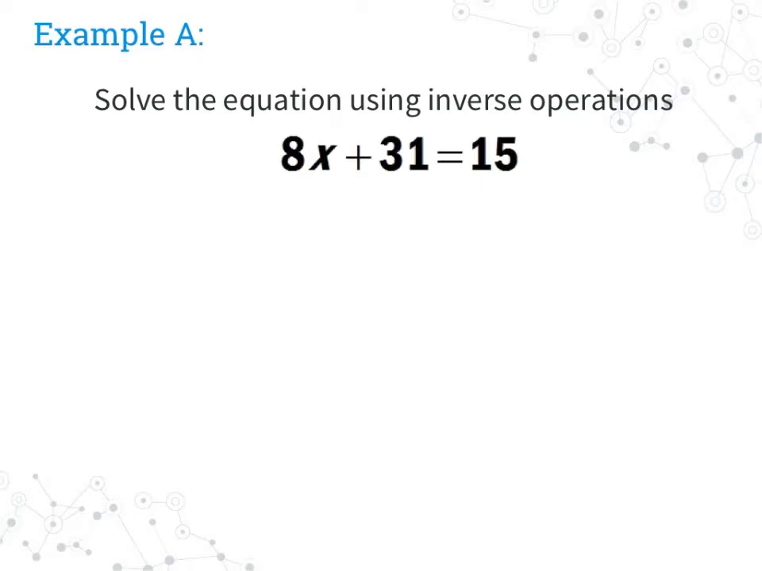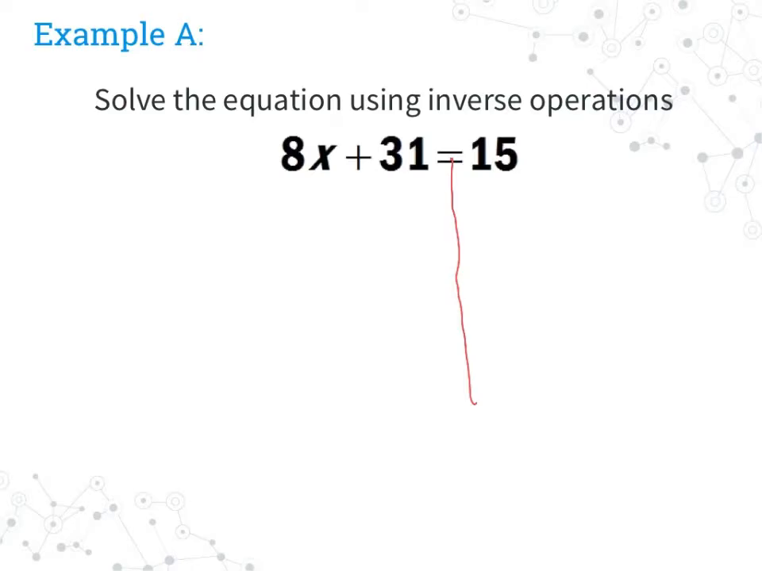So the first thing that I'm going to do is draw a wall down from this equal sign to separate the two sides of the equation. You don't need to do that, but it helps me understand what's on one side of the equation and what's on the other. Because remember, we're going to be using inverse operations on both sides. So now I've got 8x plus 31 equals 15, so I'm going to be removing the constant first.